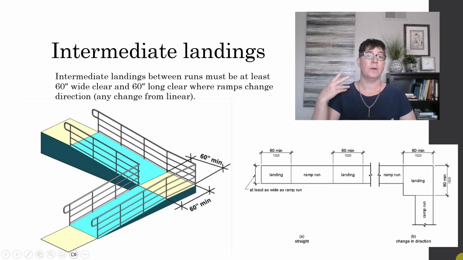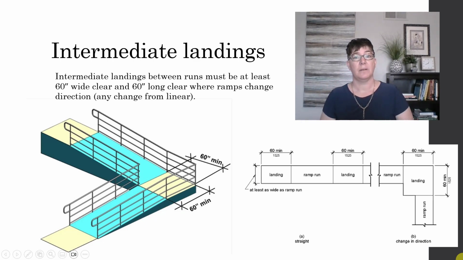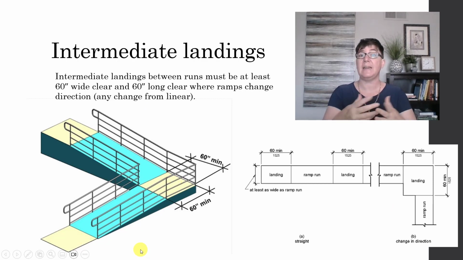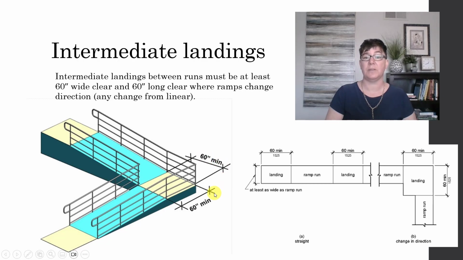Anywhere your ramp is changing direction, and that can be a 90-degree turn like we have here, or it actually can be any change of degree, anything other than just a straight run, suddenly you have a new requirement. It's got to be at least 60 inches in both directions. So that can look like a 60-inch wide ramp like we have here, and you just have a square landing. Or if you have a more narrow ramp, like a 36-inch minimum, when you need to turn the corner, your landing has to be bigger. Take a look.